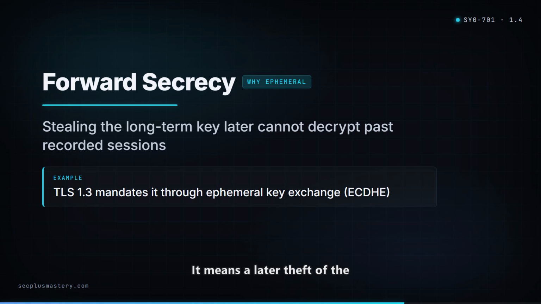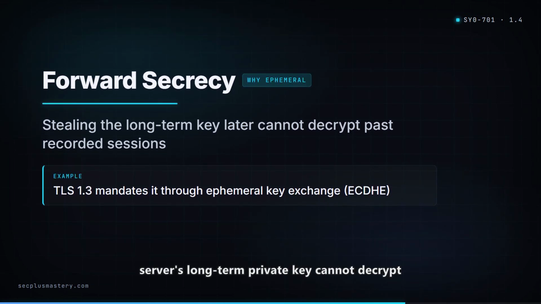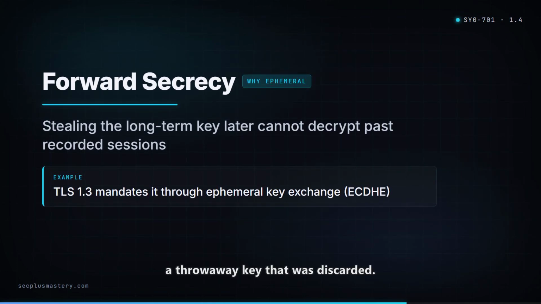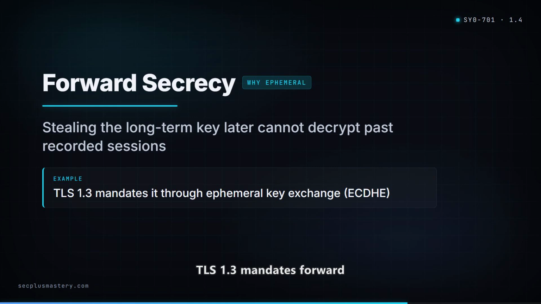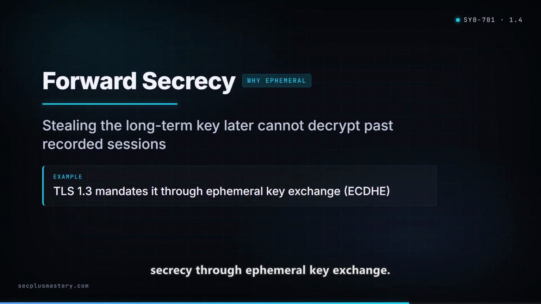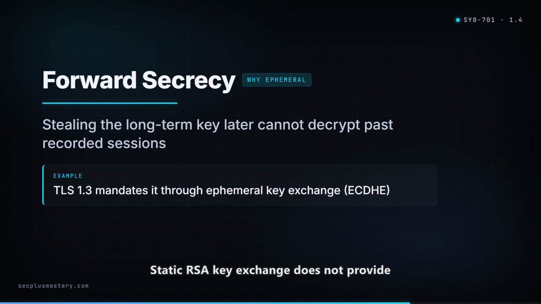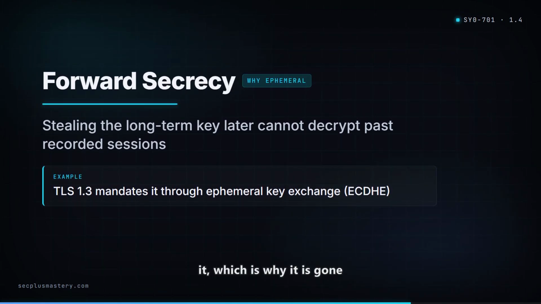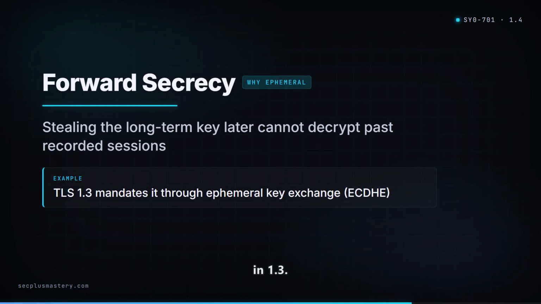It means a later theft of the server's long-term private key cannot decrypt past recorded sessions, because each session used a throwaway key that was discarded. TLS 1.3 mandates forward secrecy through ephemeral key exchange. Static RSA key exchange does not provide it, which is why it is gone in 1.3.